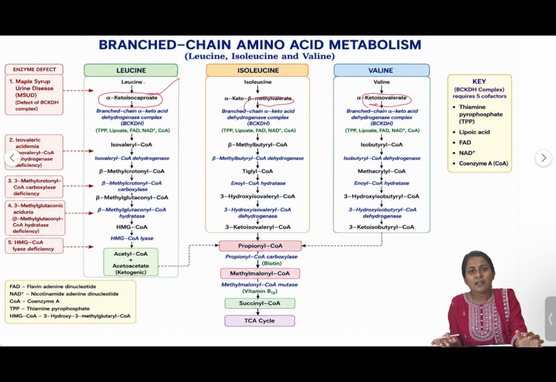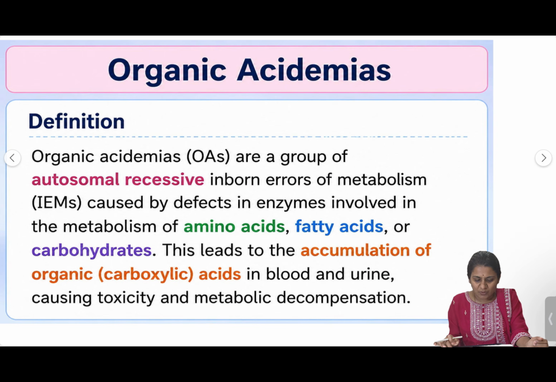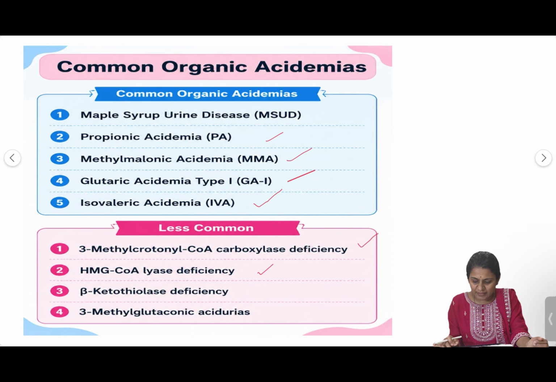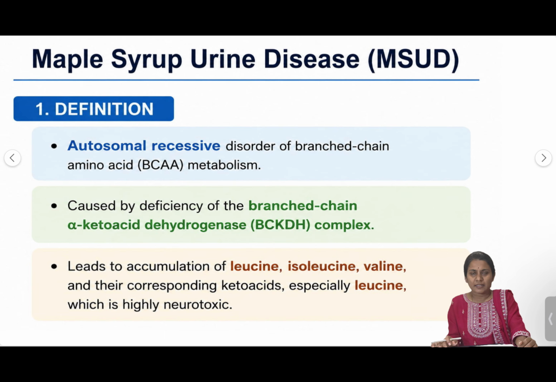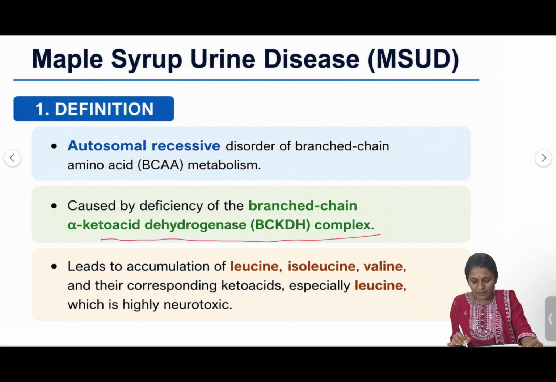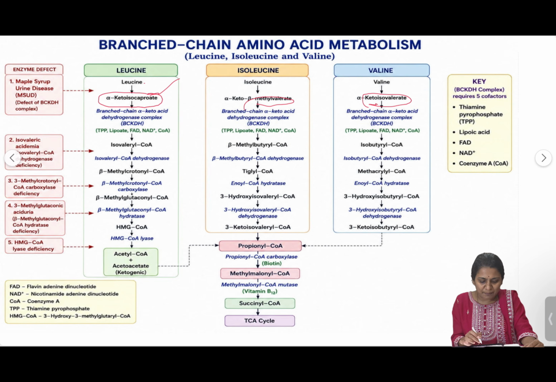So in this series, we are going to learn more of organic acidemias caused due to defect in metabolism of branched chain amino acids. So let's begin with the first disease, that is maple syrup urine disease. It is an autosomal recessive disorder caused due to what? Caused due to deficiency of enzyme branched chain alpha keto acid dehydrogenase complex enzyme.